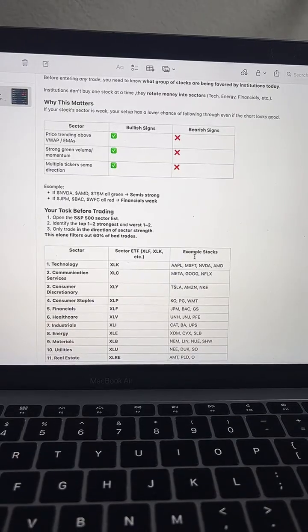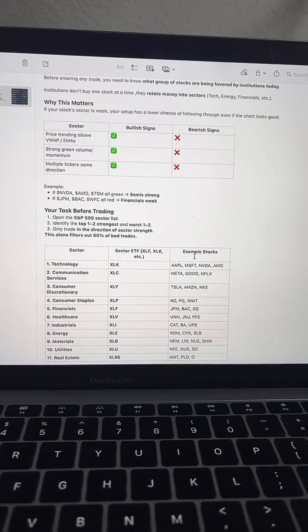So before you start trading, if you're getting ready and trying to find a trade to get in for the day, open anything that's going to give you the sectors. Identify one to two strongest sectors and then your weakest two sectors. You should only trade in the direction of the sector strength. This alone will filter out 60% of bad trades.